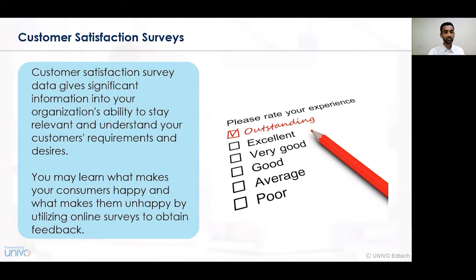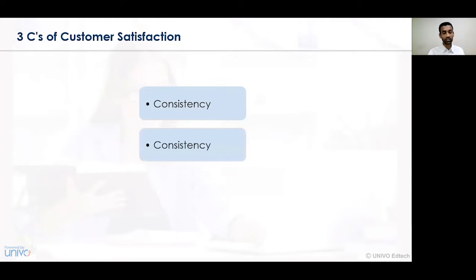Now let's understand the 3 C's of customer satisfaction. The first C of customer satisfaction is consistency. The second C is consistency. The third C is also consistency. The first consistency is with respect to the product, the second is with respect to the company, and the third is with respect to the consumers.